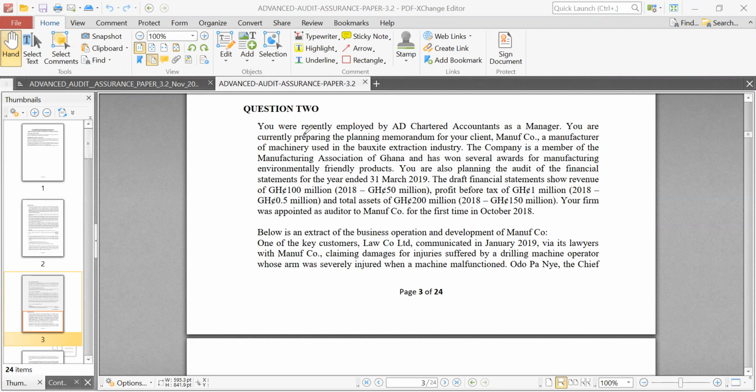So someone, or let's say me, was employed by AD Chartered Accountant as a manager, and you are currently preparing the planning memo. So that's something you need to know. Let's say Caleb is currently preparing the planning memo for your clients, and the client is Manuf.